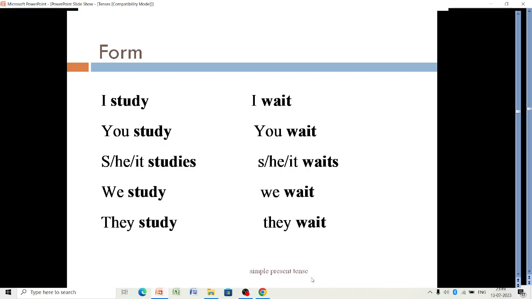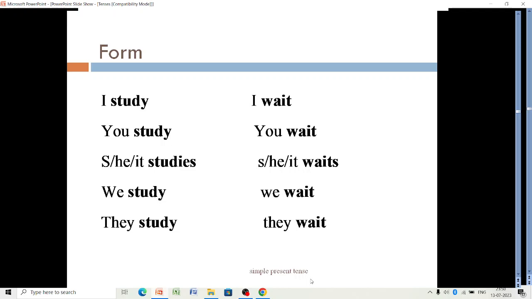But look at the third row. He, she, it takes s, es, or ies added to the first form of the verb to express simple present. The same way you can look at the right hand column. I wait, you wait, he, it waits, we wait, and they wait. So this is the form of simple present. You have to keep this in your mind while you're using it.